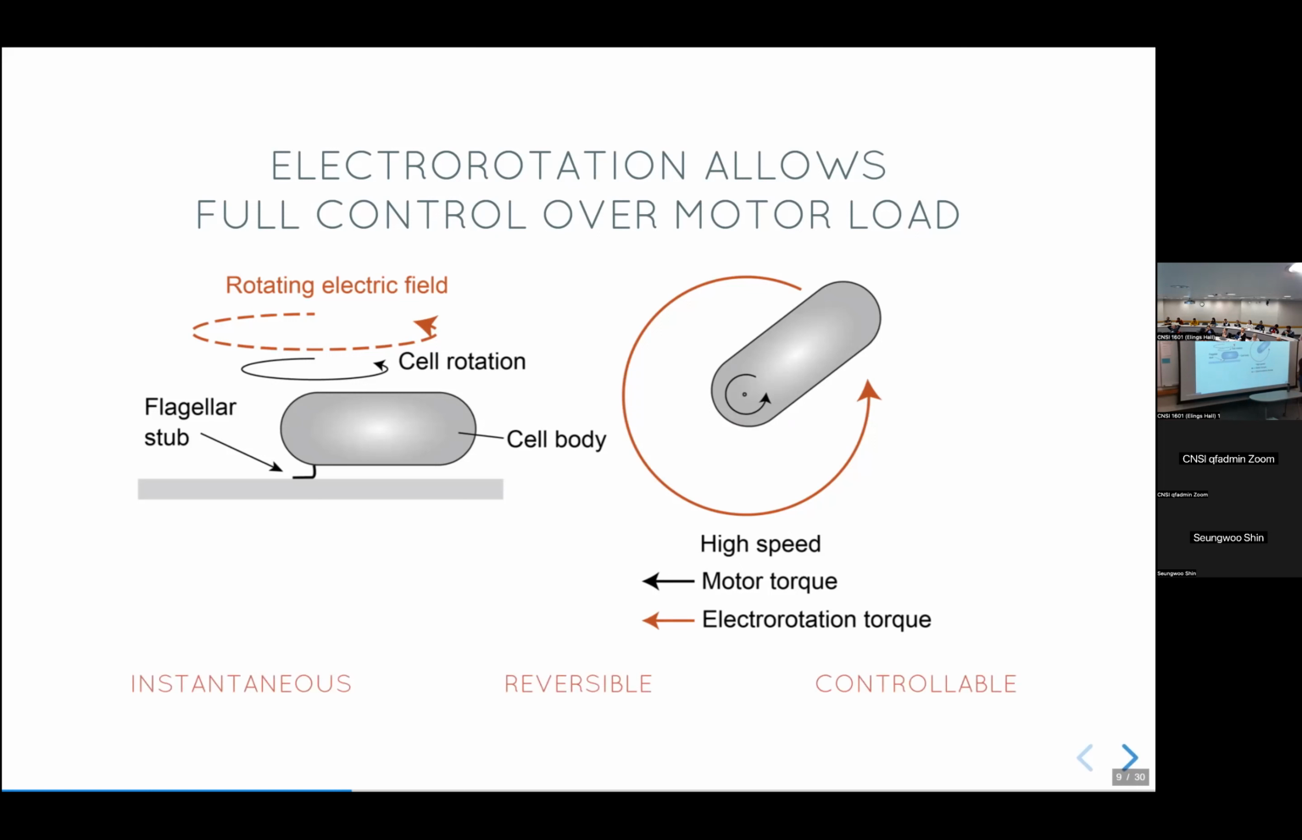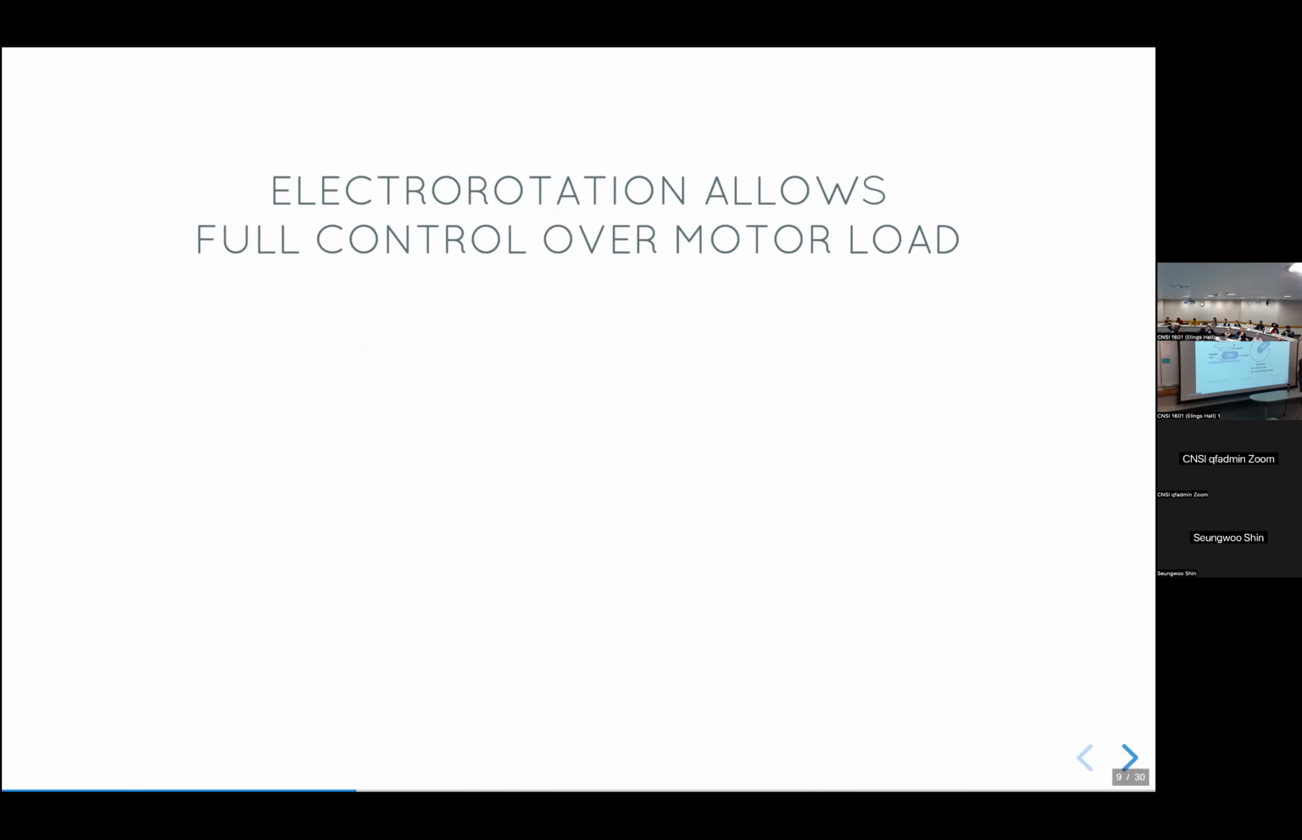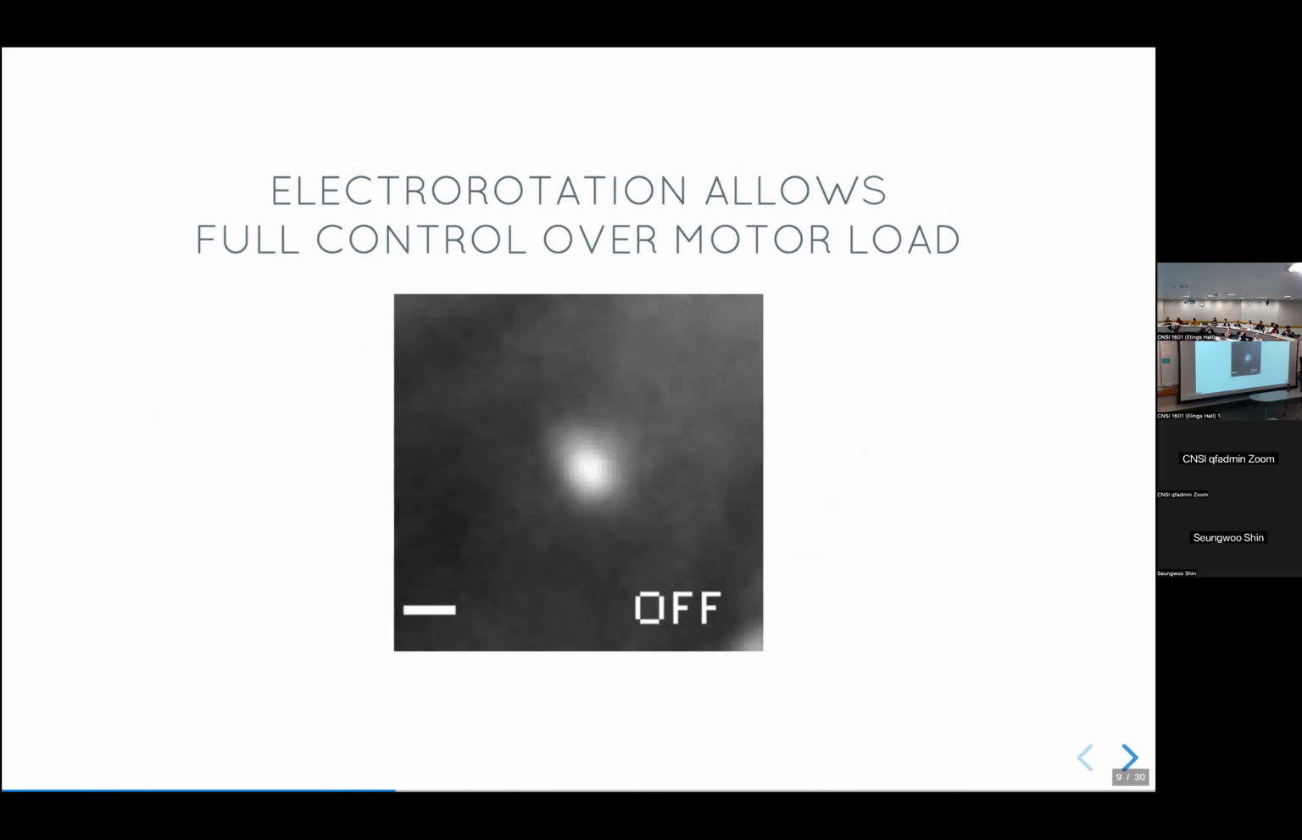So this is what it looks like. This is instantaneous, reversible, and controllable. This is what it looks like in action. When the field is off, the cell spins at a low speed, and every time the field goes on, the cell spins at a very high speed and the load goes down. And we can keep playing this game over and over however we like. What's important to notice here is that while the field is on, we cannot observe the state of the motor because it's being driven by the external field. So we can only observe it during the off period, so to speak.